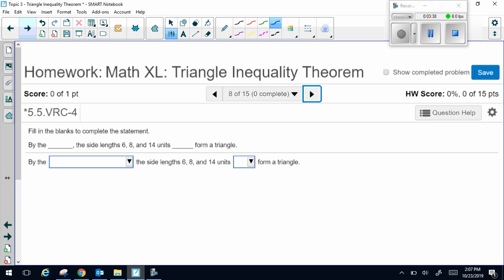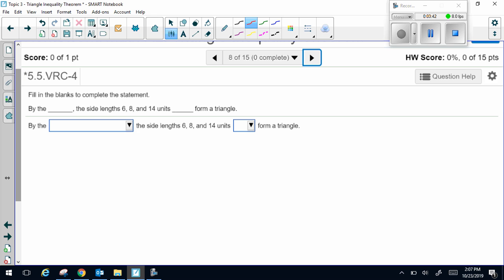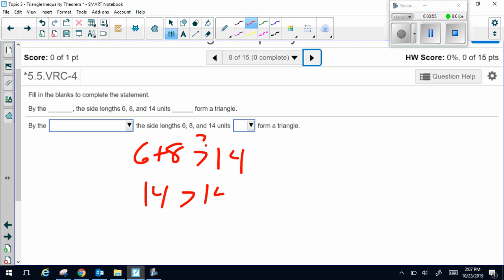Okay. This one, to determine if we have a triangle, goes into the triangle inequality theorem, which states the sum of the two smaller sides must be greater than the third side. Well, if I add this together, 6 plus 8 gives you 14. The question is, is that larger than 14? And the answer is no. And because you answered no, that means this does not form a triangle.